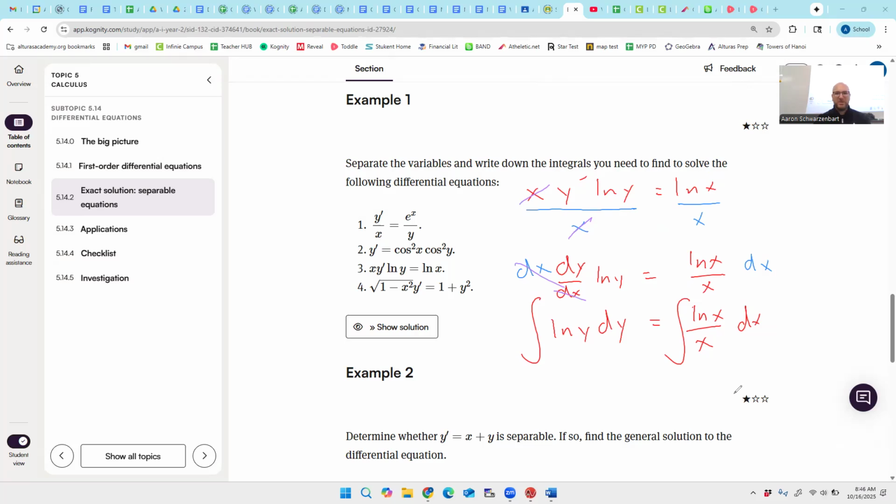But this one, what would your u be on this one? ln x, du is 1 over x. So it's just the integral of u du. Ln y, you don't know how to integrate, that's integration by parts.